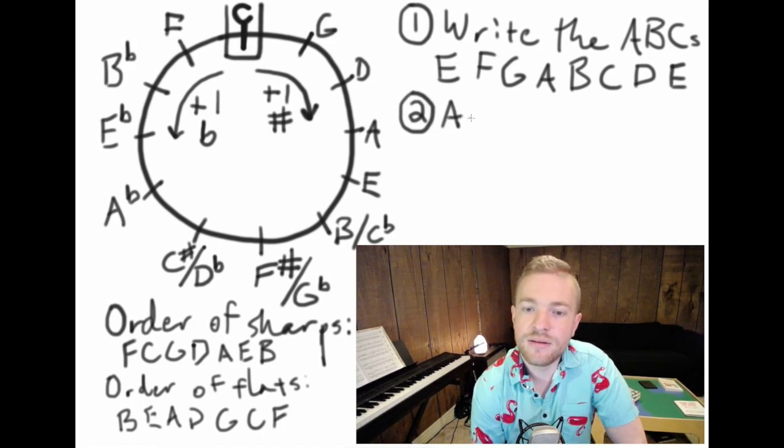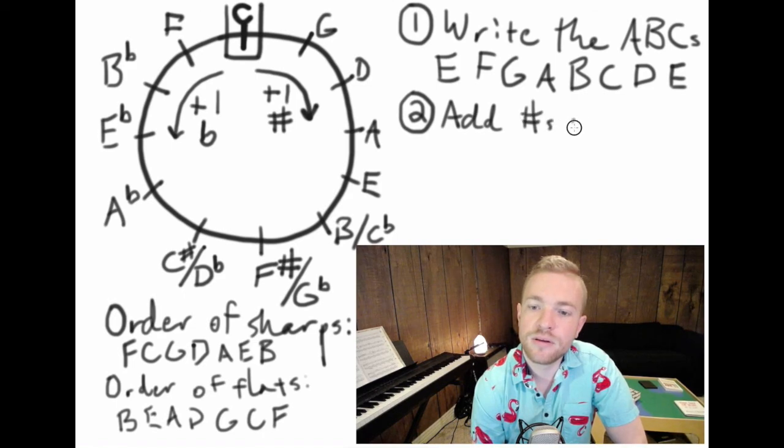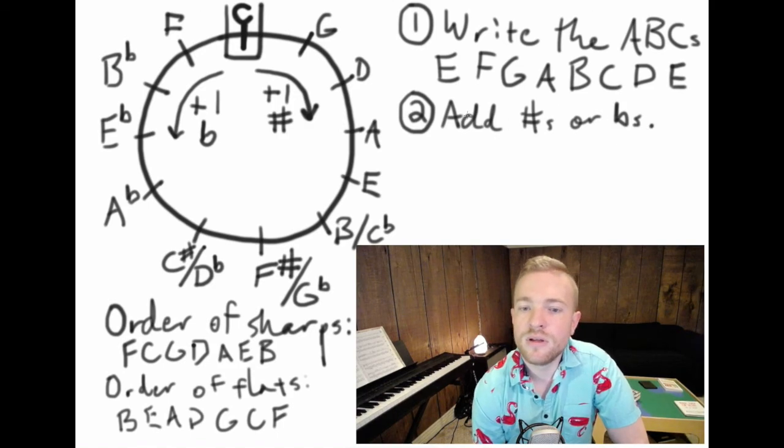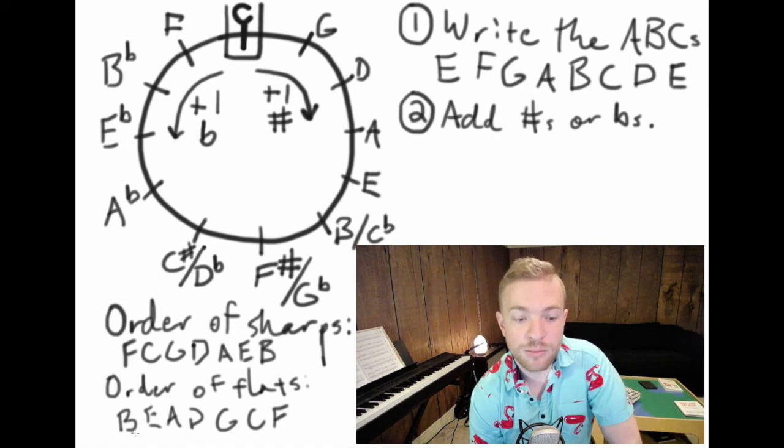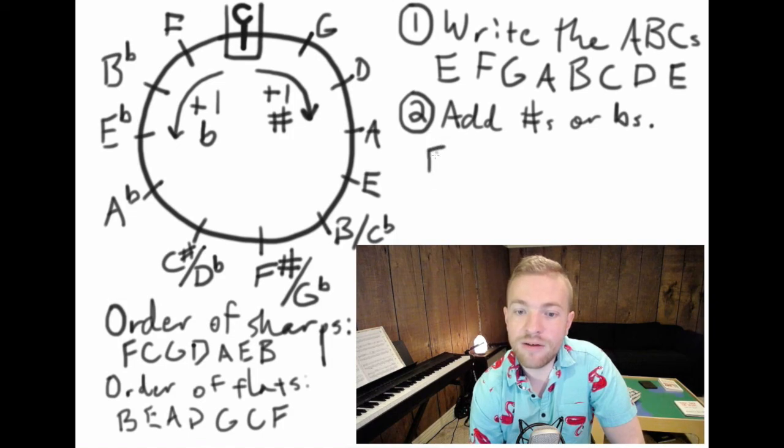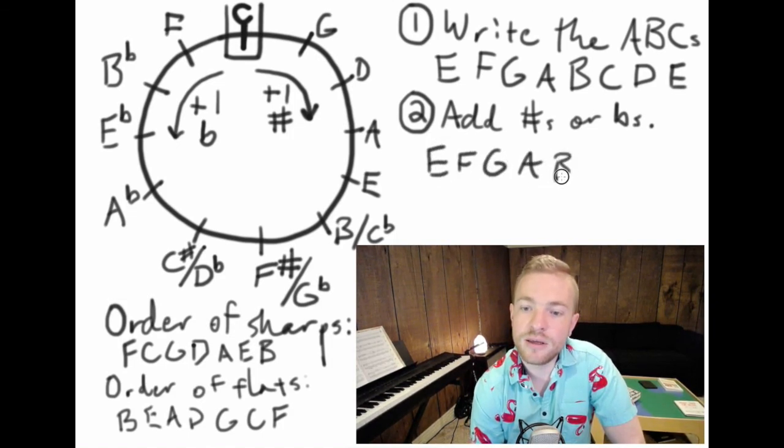The second step is just to add the appropriate sharps or flats. So in the key of E flat, how many flats do we have? Well, we count from C, which is 0, 1, 2, 3. So we know we have 3 flats. Now, which flats are they? Well, it would be the first 3 on this list, B flat, E flat, and A flat. So I'm going to write my alphabet one more time here, E, F, G, A, B, C, D, and E.